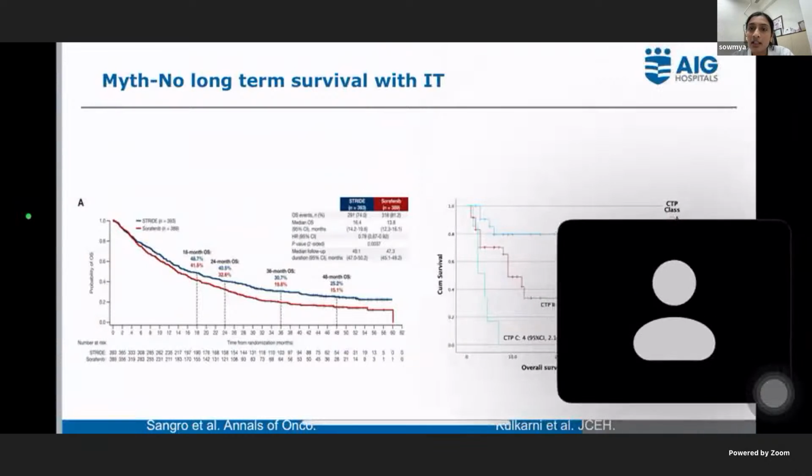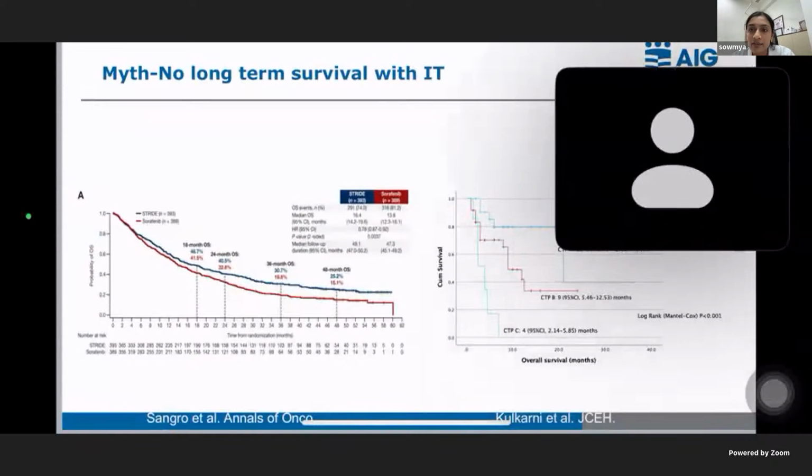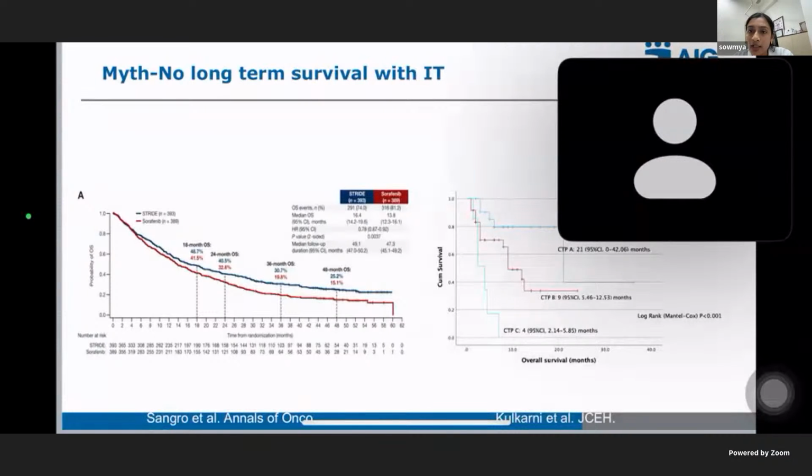And it is a myth that there is no long-term survival associated with immunotherapy. Dr. Arif had just discussed the benefits of the STRIDE protocol, that is Durva and Treme combination. And the combination has been proven to be efficacious with the improvement of overall survival in patients for up to 4 years also who have been under follow-up. However, the benefits are expected to be more at the later stages of treatment than in the earlier stages of the treatment.